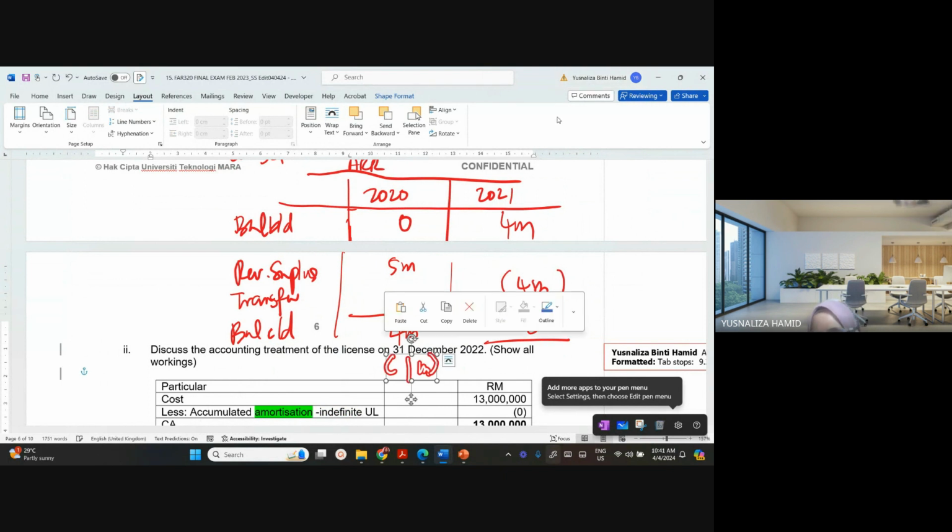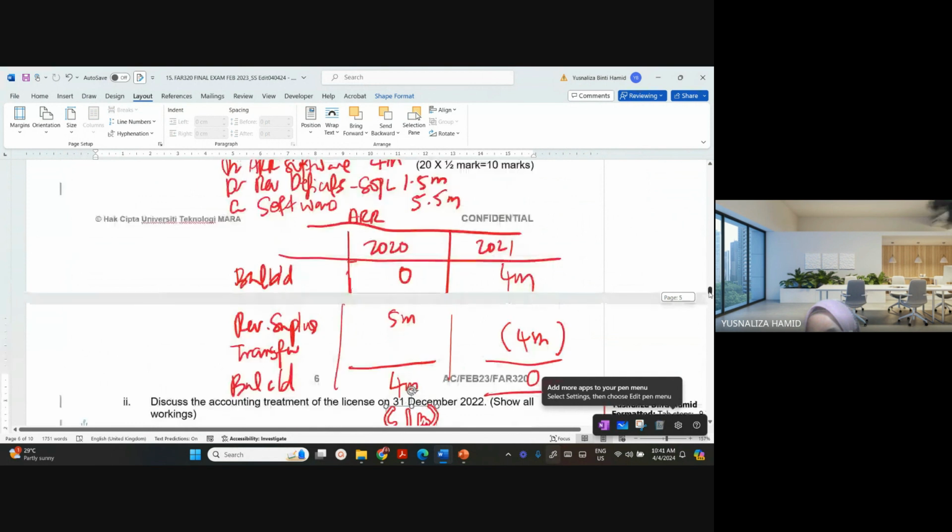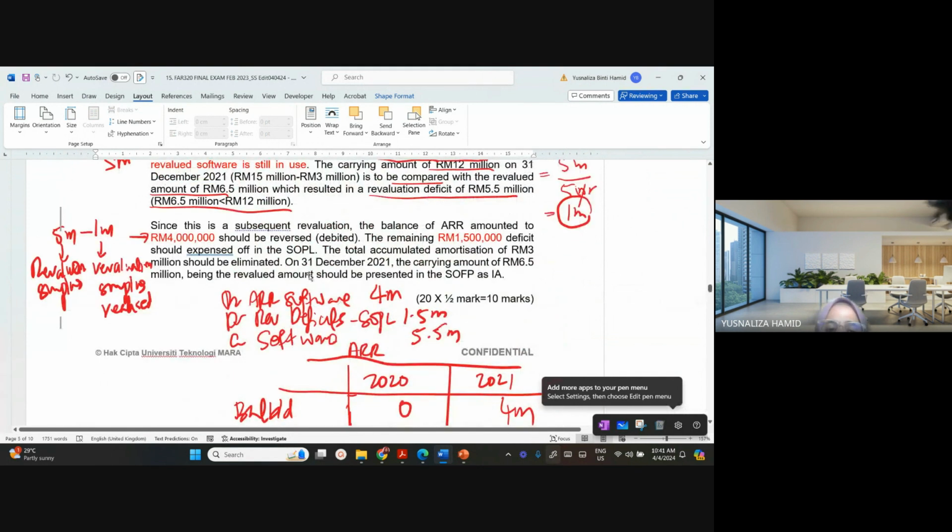This question is a little bit challenging as compared to the question that we have done before. Maybe you would realize that. So now you can explain the accounting treatment, but before that you must first do the revaluation surplus realized, as I said just now.